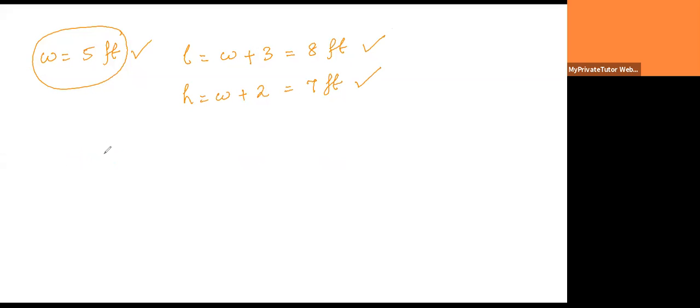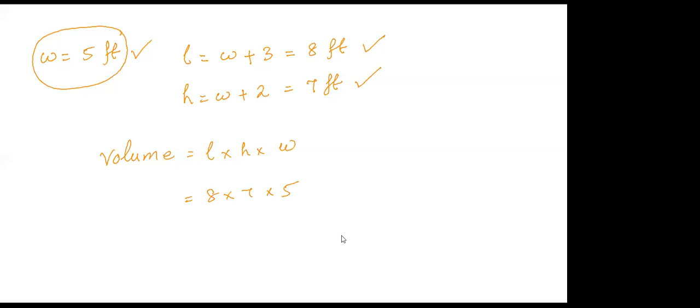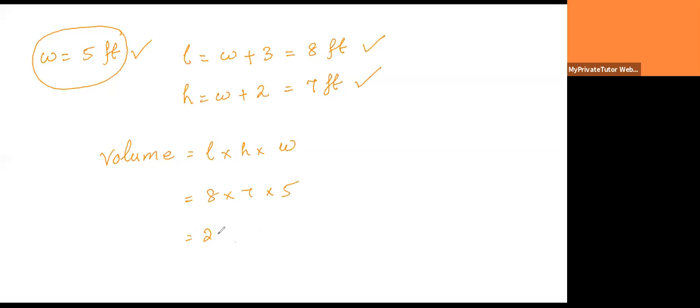And one more thing here, we are supposed to find the volume. We already found the length, width, and height. So find the volume: length times height times width. 8 times 7 times 5 is 280. So 280 feet cube. This is the method we need to follow. I hope you guys are able to follow me. Maybe a little tricky one, but this is the method we need to follow. What do you think, guys?